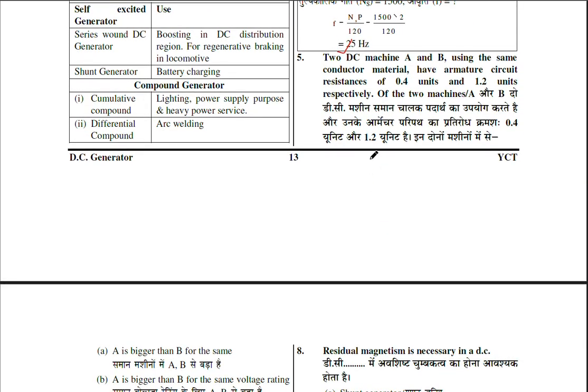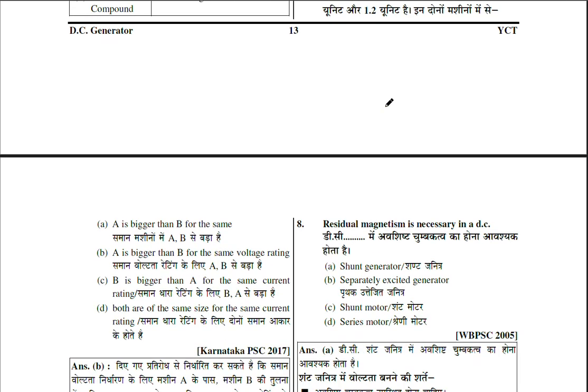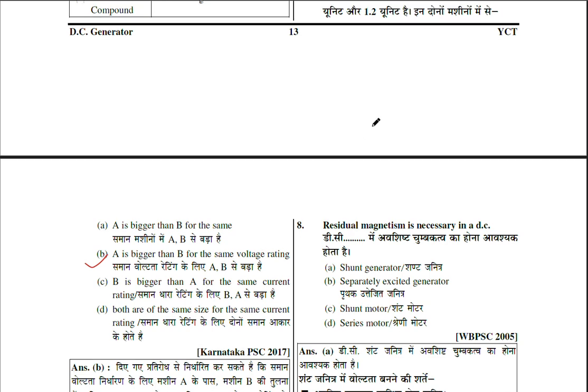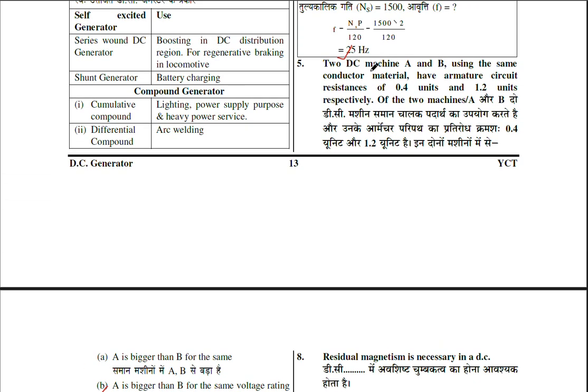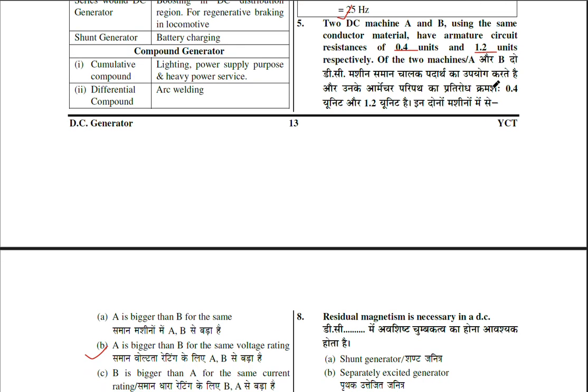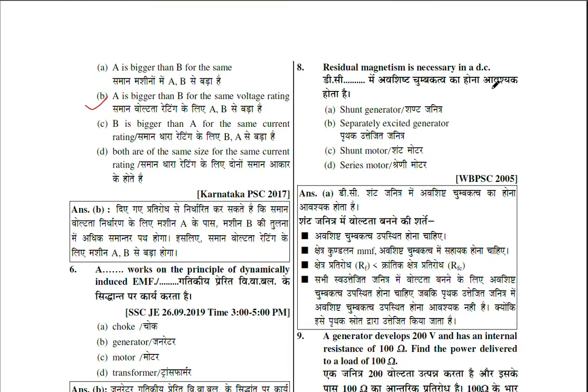Coming to question number 5: two DC machines A and B using the same conducting material have armature circuit resistances of 0.4 units and 1.2 units respectively. Here option B is the correct answer, that is A is bigger than B for the same voltage rating. You have to consider the same voltage rating for the two DC machines. Then machine A has 0.4 units armature circuit resistance and machine B has 1.2 units, which means machine A has more parallel paths as compared to DC machine B. So option B is the correct answer.